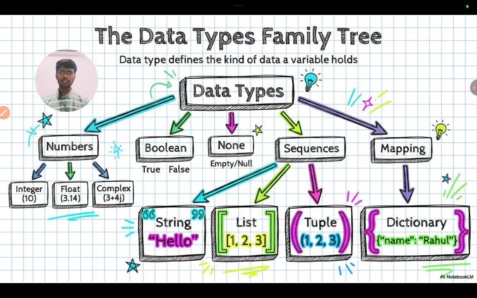Data type families: we have numbers, which have integer, float, complex formats. For complex we use 3 plus 4j, not 3 plus 4i. We use j instead here in Python. And boolean, true false. None is the absence of any value, empty or null. Sequences like string, list, tuple, dictionary. These things are in the syllabus of class 11, so we'll be discussing the data structures. And mapping is basically a dictionary, also known as a hash map.